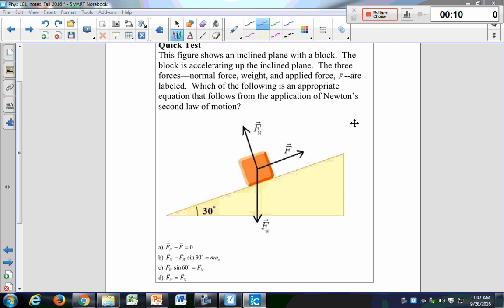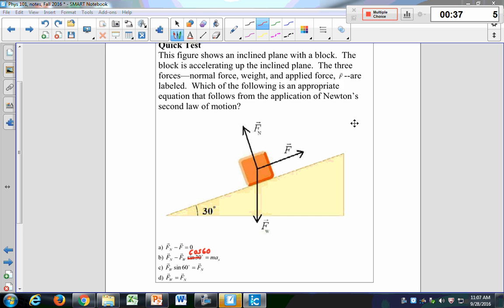I'm going to make one small change here right quick. I'm going to change this sine of 30 to cosine of 60, because of that discussion that we had, sine of 30 is equal to cosine 60 in fact. And you can express it in either way. So just to limit confusion, I'll change that to cosine 60. So which of these equations will be correct for our application of Newton's second law?